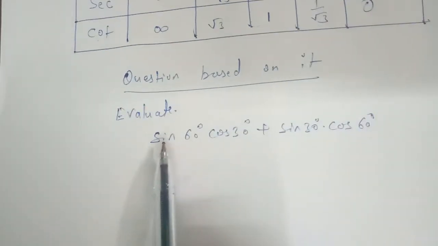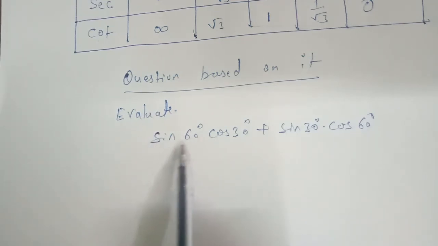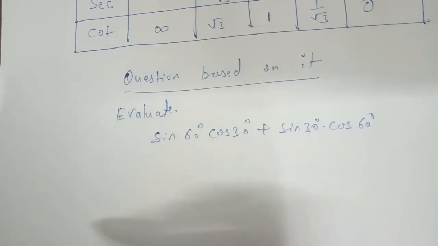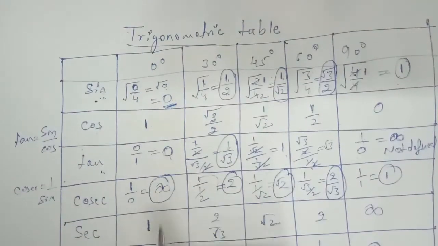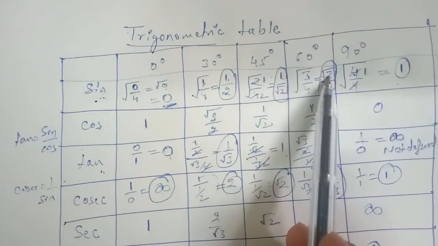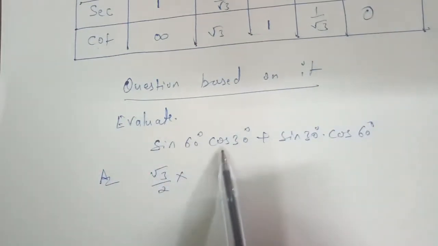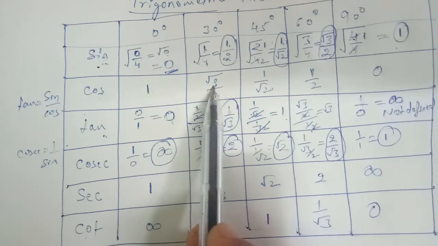Now let us do one question based on it. Evaluate. Evaluate means we have to find the value of sine 60 degree cos 30 degree plus sine 30 degree cos 60 degree. So what we have to do, we have to put the value. Sine 60 degree is root 3 by 2. So in place of this, we're going to write the value root 3 by 2. The value of cos 30 degree, if you will see in the table, it is also root 3 by 2.